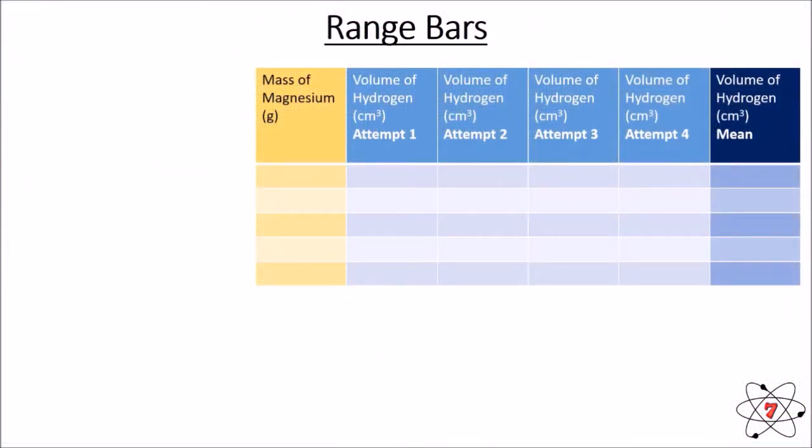One of the most important things we can include in our graph are range bars. Range bars show us the highest and the lowest points for each set of data. This can be really useful when we come to evaluate our data and we come to look at how reliable it is. Now, the example we're looking at for range bars is going to be another example of magnesium reacting with acid. Now, in this particular example, we're going to use 4 repeats. Now, the results are made up, but to illustrate the point of how to draw range bars, that's absolutely fine. We're also going to change it so we have 0 grams of magnesium through to 4 grams of magnesium, and it's going to be reacting with an acid.